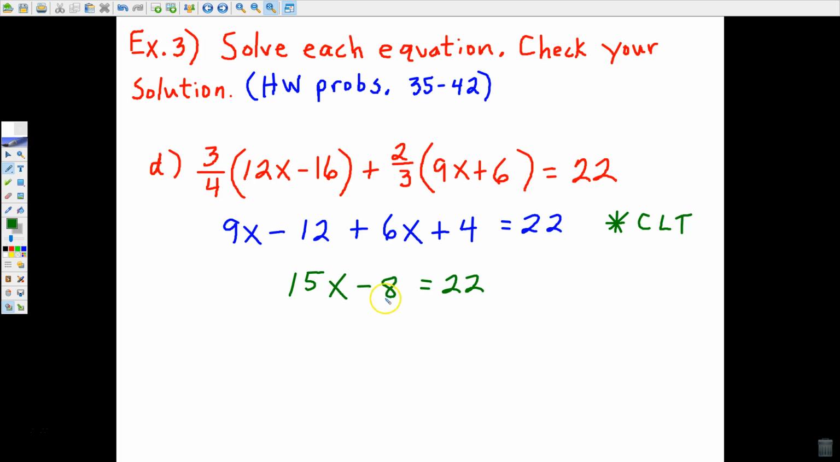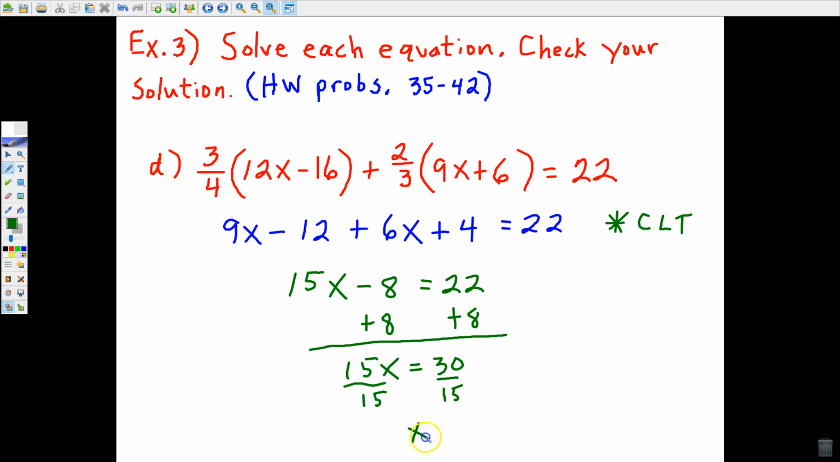And I'm going to speed this up just a little bit since you've seen this reverse PEMDAS process already. I'm going to undo subtraction first with addition. I get 15x is 30. And now I'm going to undo multiplication with division. And I get my solution, x is 2. Okay. So I just did 4 examples that should help you with problems 35 through 42 on the assignment.